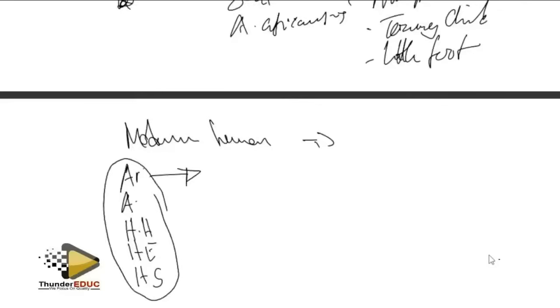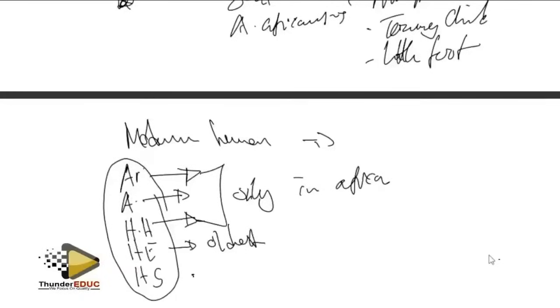Tell us that Ardipithecus, Australopithecus and Homo habilis were only found in Africa. Then when you reach here, you say the oldest fossils of Homo erectus and Homo sapiens were found or discovered in Africa. I repeat: the fossils of Ardipithecus, Australopithecus, and Homo habilis were only discovered in Africa. Only in Africa. Of Homo erectus and Homo sapiens, the oldest fossils were discovered in Africa. That's how you're supposed to write the answer.